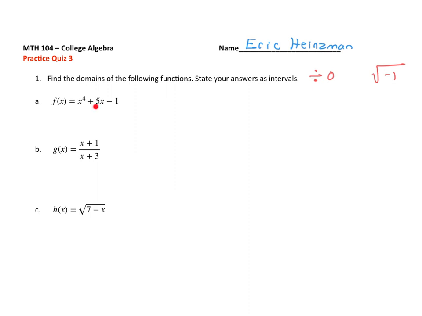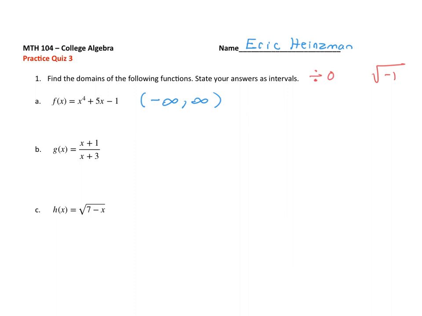If you look at a, it's x to the fourth plus 5x minus 1. There's no fractions. There's no square roots. In fact, nothing can go wrong in this function. Said another way, what is the domain? It's all real numbers, everything from positive to negative infinity. You can put any number that you want in place of x and simplify it, and nothing will go wrong.